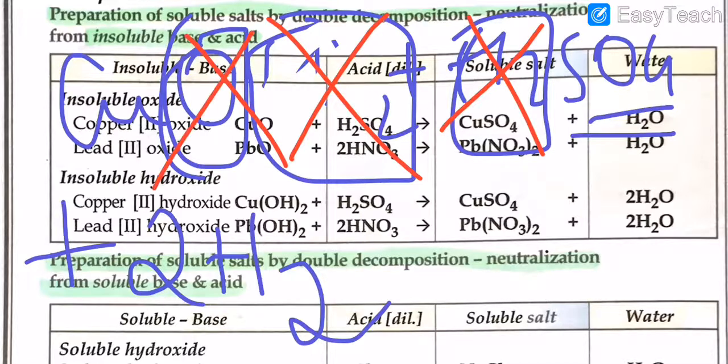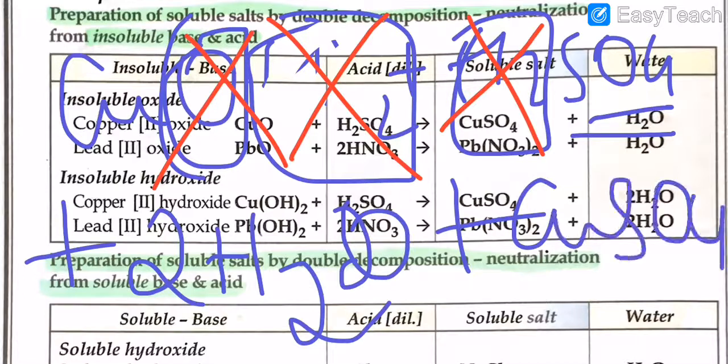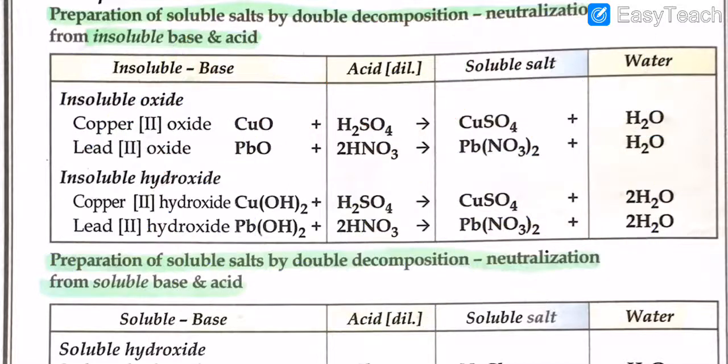So you're cancelling this out. So what do you get? You get 2H2O. Done. Then what are you left with? You're left with Cu plus SO4. So your answer will be CuSO4. CuSO4 is again your soluble salt and 2H2O is your water. Fine. Then let's take one more example.